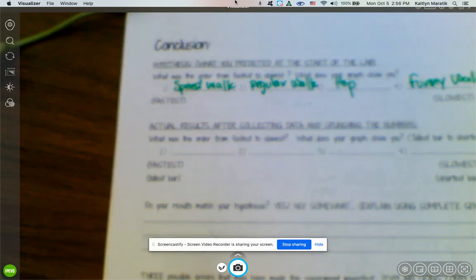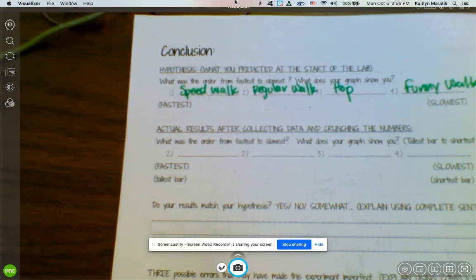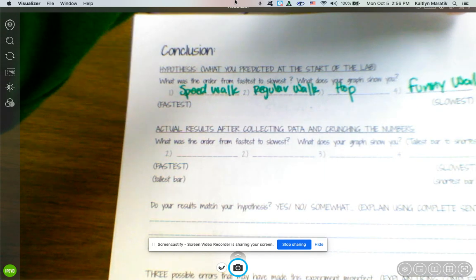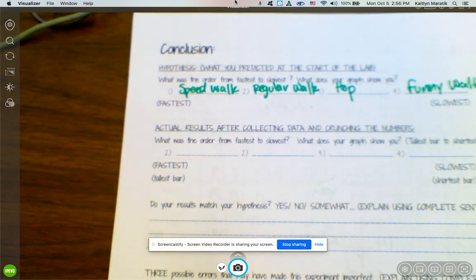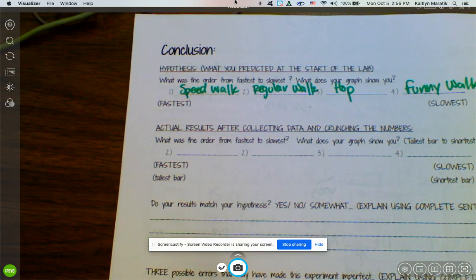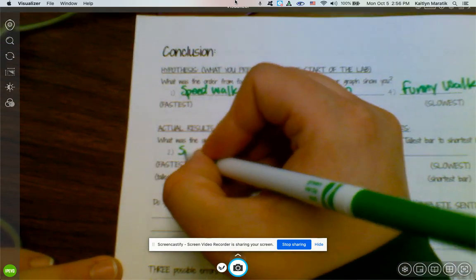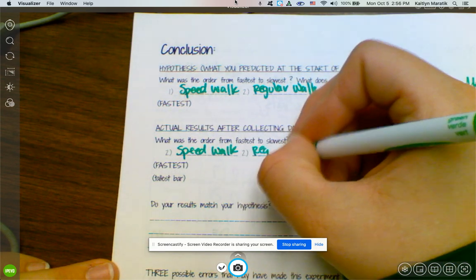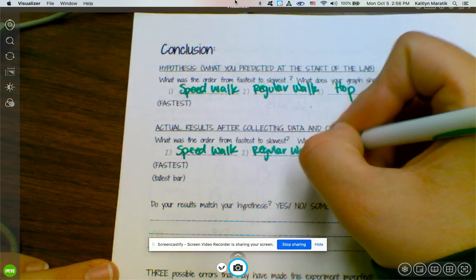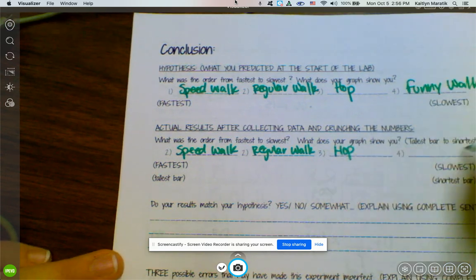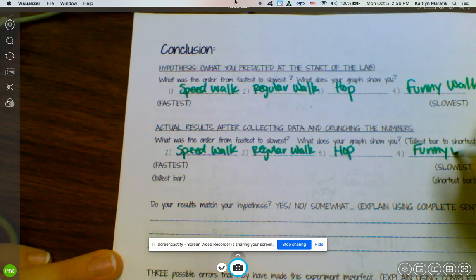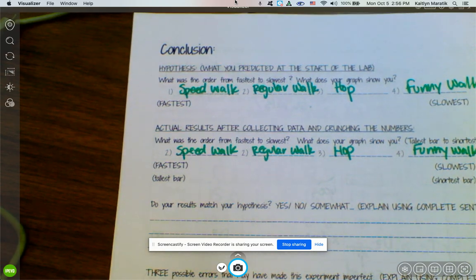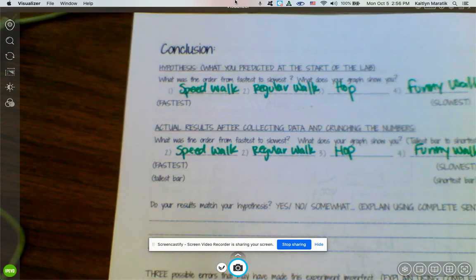What were our actual results after collecting our data? Ladies and gentlemen, I got real excited there. You see what my problem is? Go ahead, make fun of me, go for it. Actual results: speed walk, regular walk, hop, and funny walk. Okay, yes, I had to use whiteout twice now. We all can't be perfect.